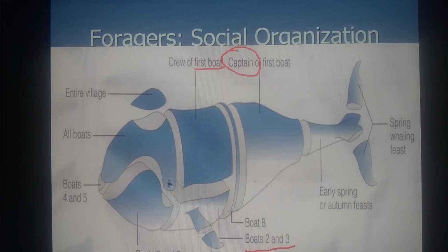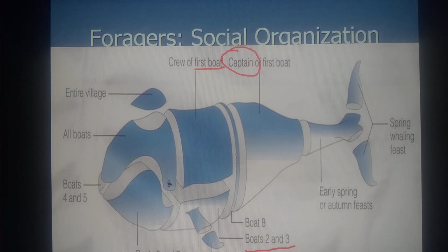The captain of the first boat, however, can't eat all this whale himself, but has a lot of connections throughout the community that he has to serve. So he has a lot more, so he has to distribute a lot more. Right. So the captain's prestige goes up a bit because he's able to do that. Crew of the first boat, again, has a little bit more prestige, but a little less than the captain in terms of what they can distribute through the community.